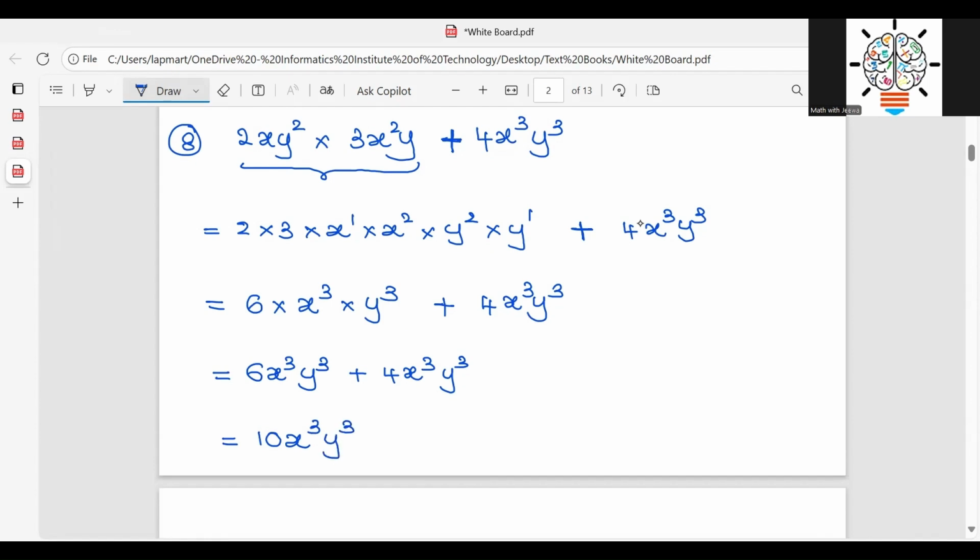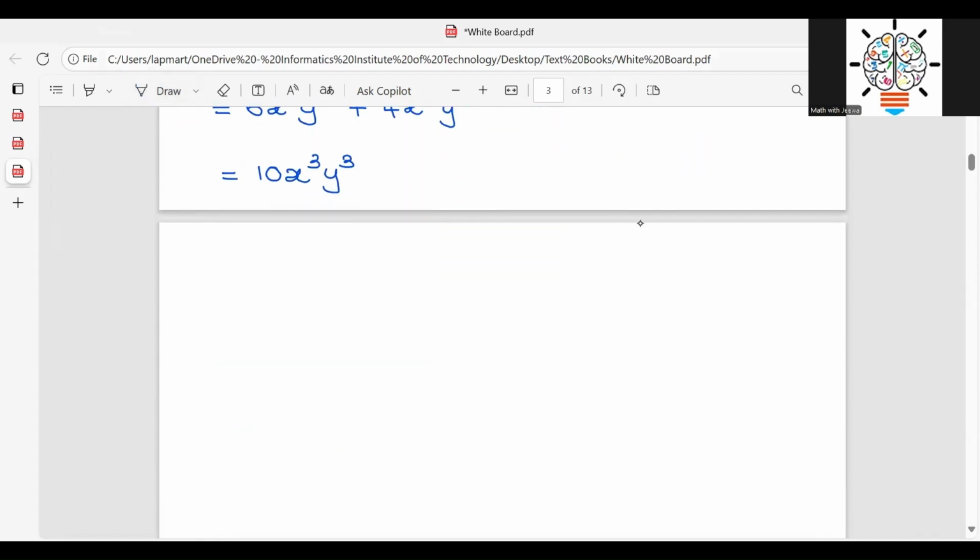Hope it is clear, right? You have the multiplication and addition. First you do the multiplication, then you do the addition, but before doing the addition, we want to see whether they are like terms or not. Here I can see 6x cube y cube and 4x cube y cube. x cube, y cube, both of them have the same variables, so the same algebraic term. So they are like terms, then we can add them together, right? So then we will move to question number 9.